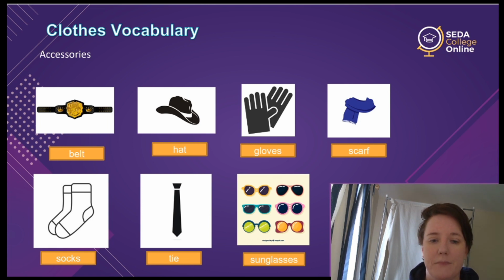A tie. You wear a tie with your shirt. And then the last one, sunglasses. And you can wear these any time of the year. The sun comes out anytime. Maybe not in Ireland as much, okay? But it does when it comes out. A lot of people wear sunglasses. You wear all of these, okay?